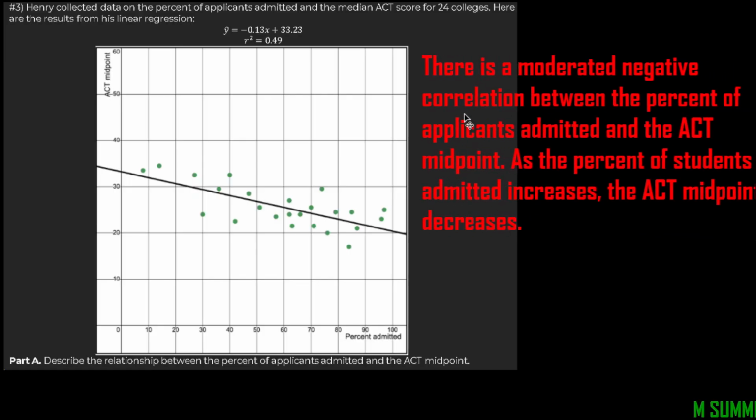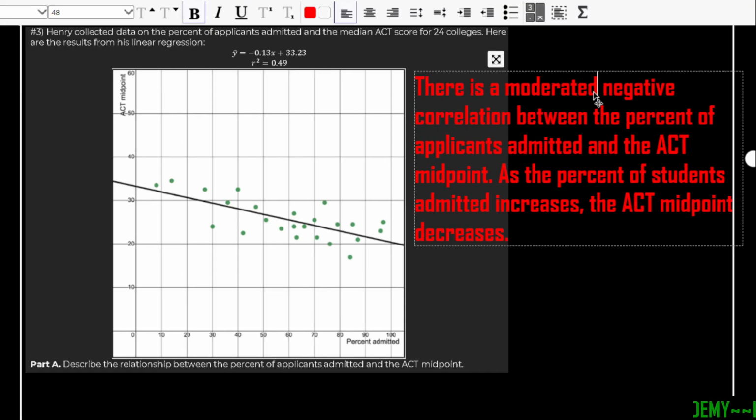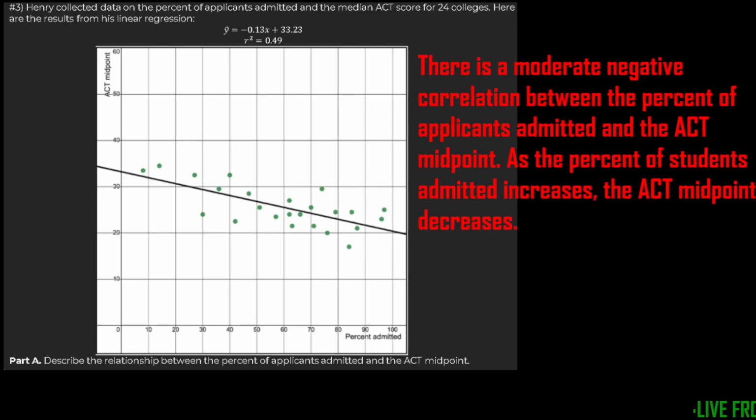So we're going to say there is a moderate negative correlation between the percent of applicants admitted and the ACT midpoint. As the percent of students admitted increases, the ACT midpoint decreases. So as you look at the line, it's not a strong one exactly because our R squared value is not high enough. But what we can say is that there is a negative correlation because it goes down to the right.